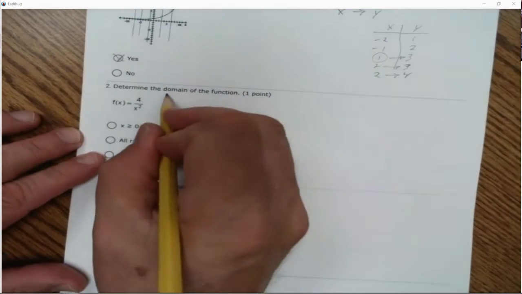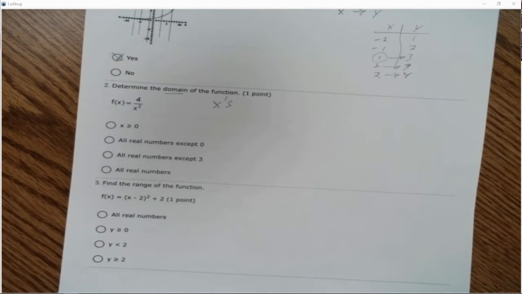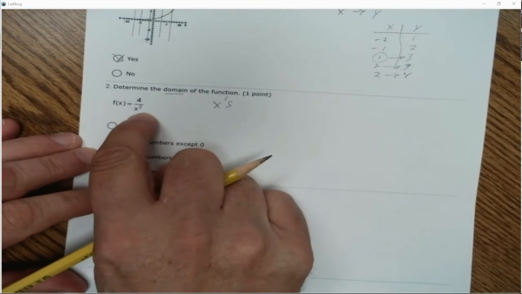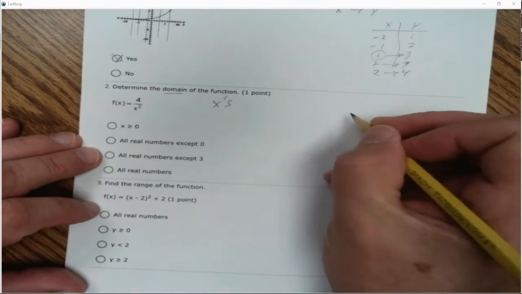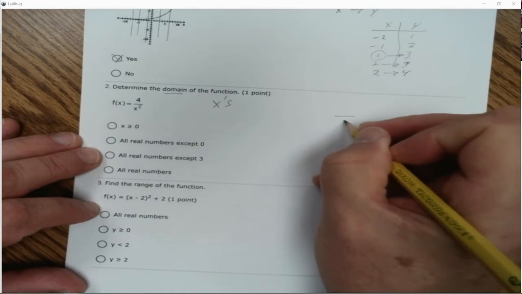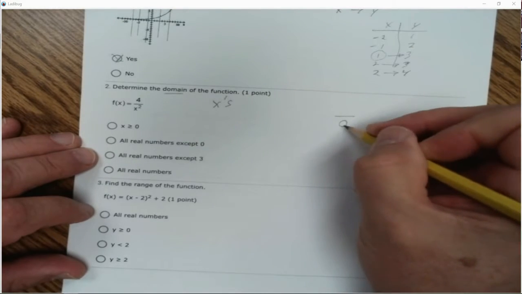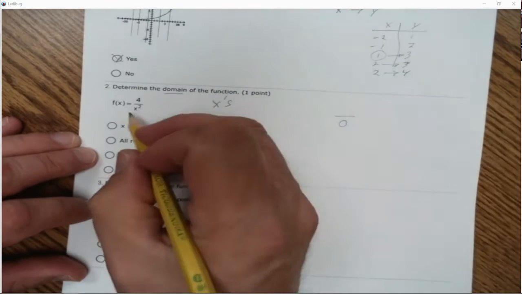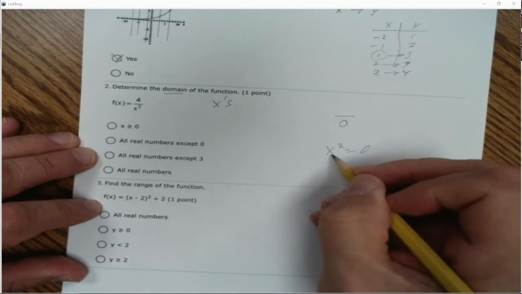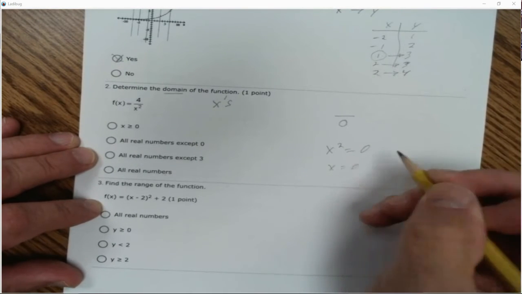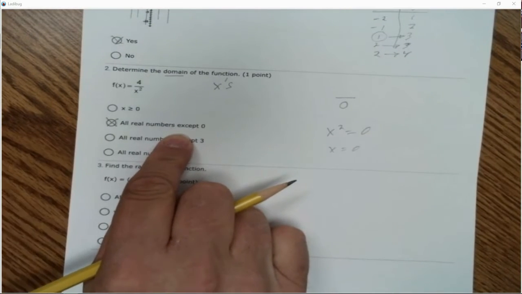Okay, determine the domain. Now, the domain is all the possible x's. What are the possible x's for this domain? 4 over x squared. Are there any x's that are not allowed in this situation? Well, since this is a fraction, on the bottom of a fraction, we're not allowed to have a 0, because that means take a number and divide it by 0, which we can't do. So the only thing that's not allowed is when x squared equals 0. So when x squared equals 0 is when x equals 0. So everything is allowed except for when x equals 0.